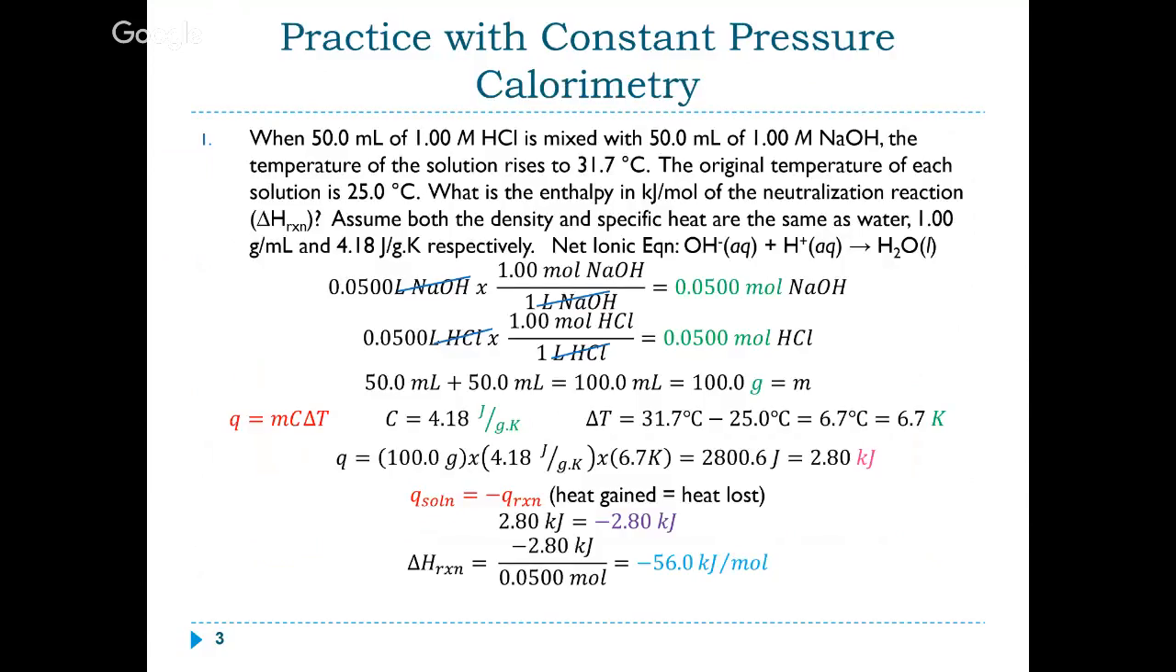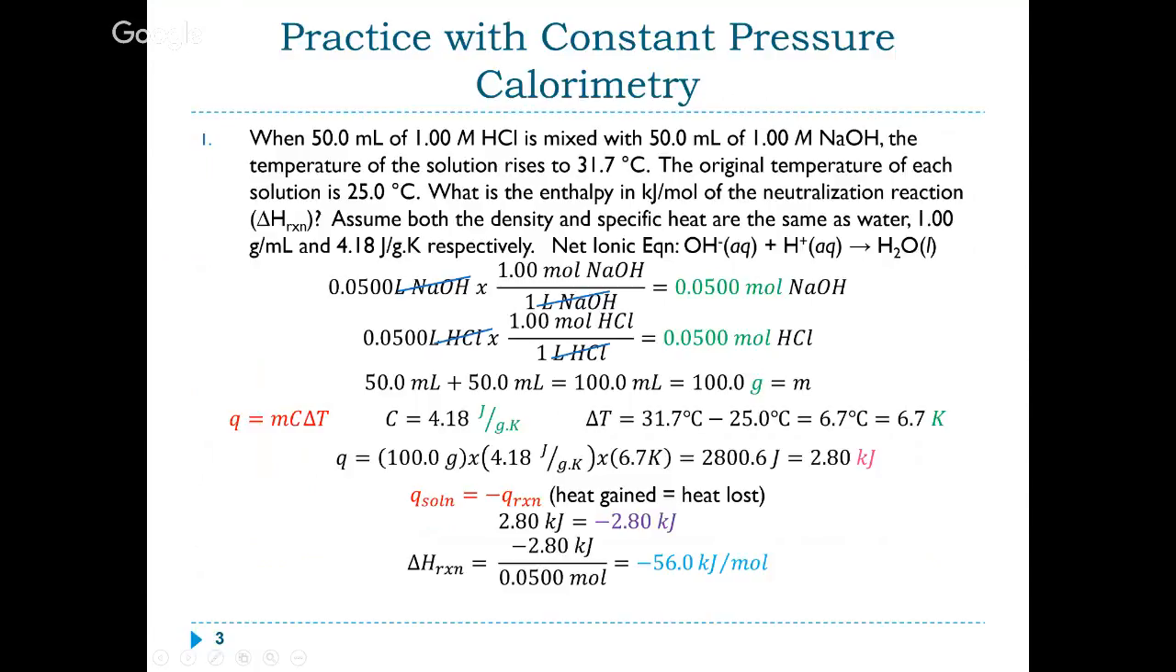So, 50 milliliters of a 1 molar hydrochloric acid solution is mixed with 50 milliliters of a 1 molar sodium hydroxide solution. The temperature of the solution rises to 31.7 degrees. The original temperature of each solution is 25 degrees Celsius. What is the enthalpy in kilojoules per mole of the neutralization reaction? We're going to assume the density and the specific heat of our solutions are the same as water, which is 1 gram per milliliter and 4.18 joules per gram Kelvin, respectively.